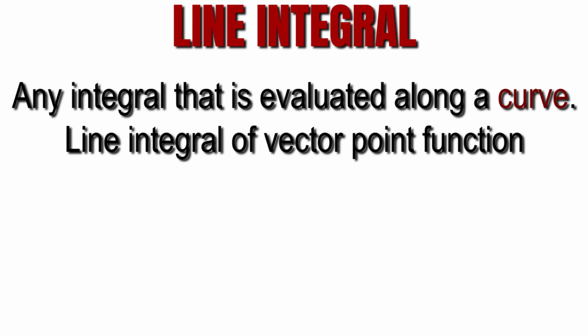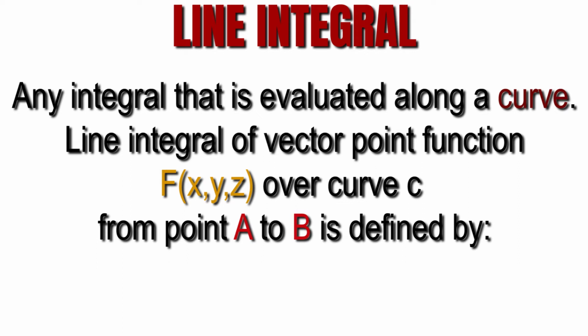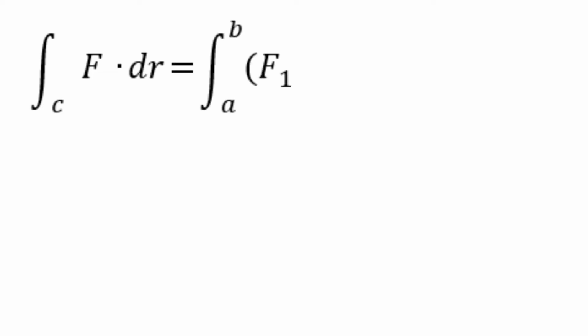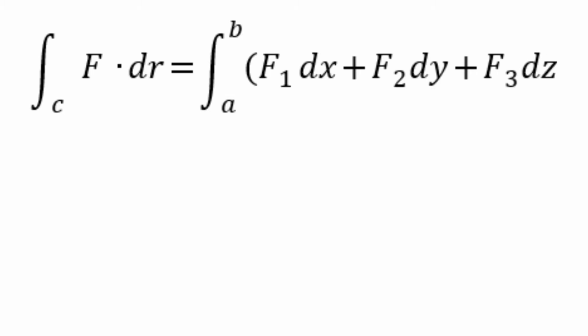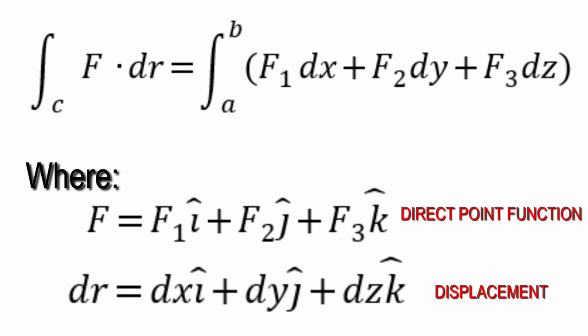Line integral of vector point function f of x, y, z over curve C from point A to B is defined by the integration along curve C, f dot dr, is equal to the integration along limits A to B of f1 dx plus f2 dy plus f3 dz, where f is the vector point function and dr is the displacement. And now let's proceed to our sample problems, in order to fully understand line integrals.